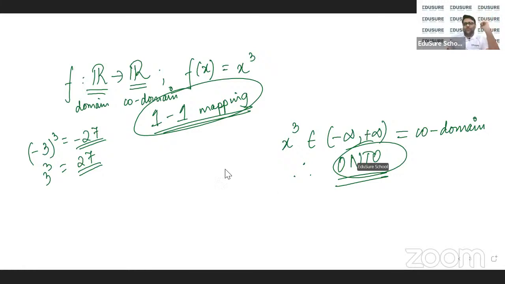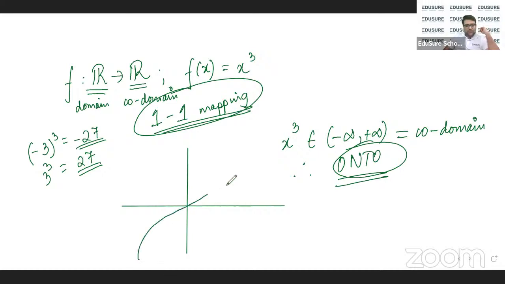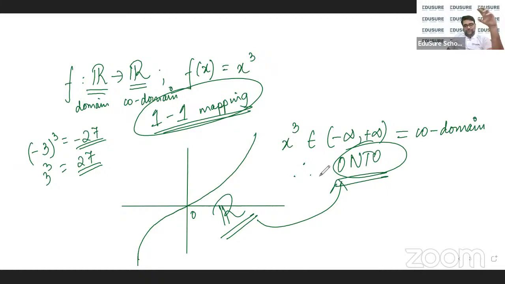X cube can take any value between -infinity to +infinity. If you want to see it with the graph, it's quite easy to see that as well. If I draw the graph, it looks something like this, coming from -infinity, going to +infinity, taking any value in the real number line. Therefore, onto.